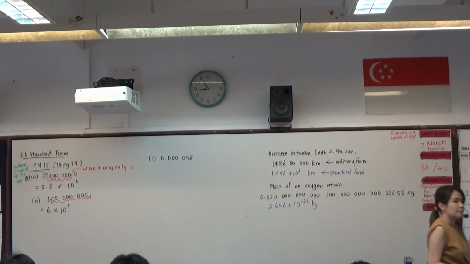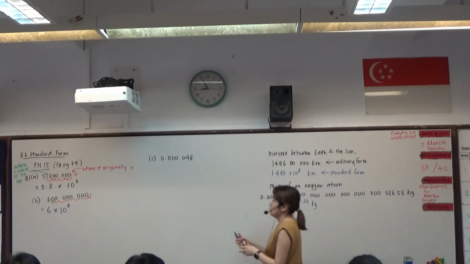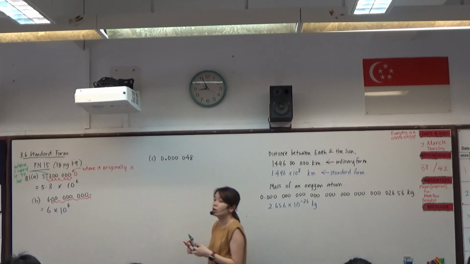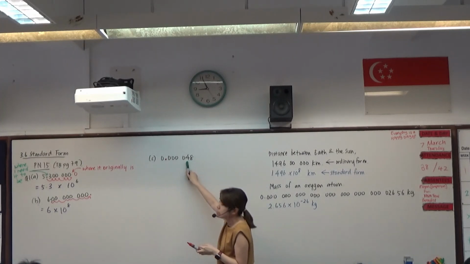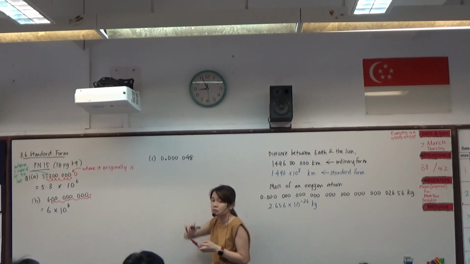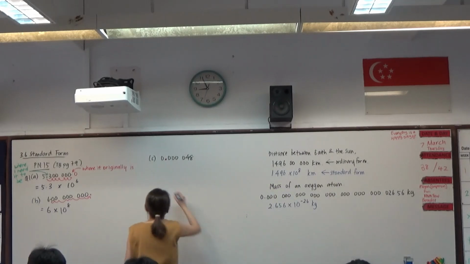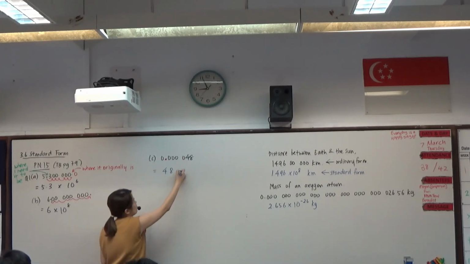Let's look at a decimal now. This is where it originally is, but where I need it to be is after the first non-zero digit. So I need it to be here. So I need my answer to actually be 4.8 times 10 to the power of something.